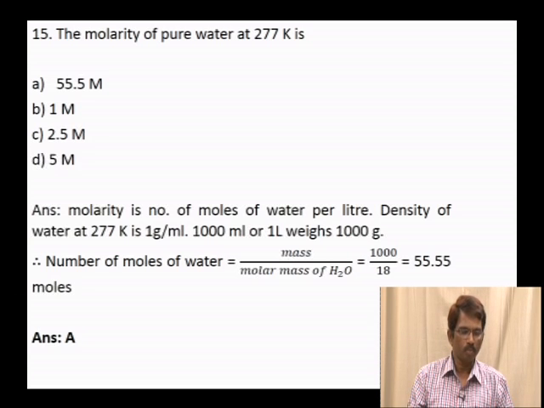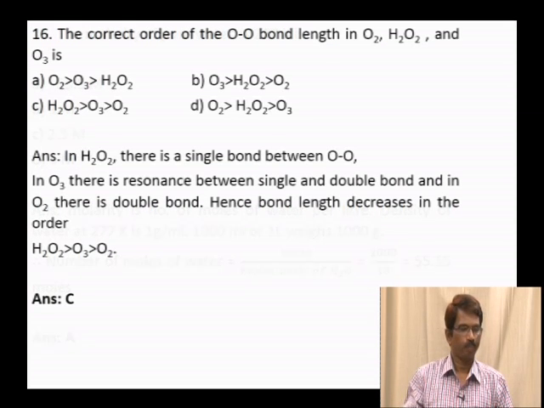The number of moles obviously is equal to mass by molar mass of H2O. 1000 grams divided by molar mass of H2O, which is 18, gives you 55.55 moles per liter, which is nothing but the molarity, and hence the correct option is option A.